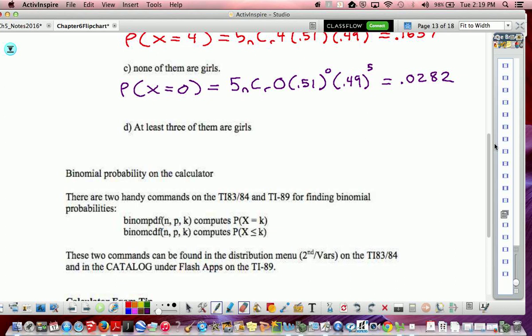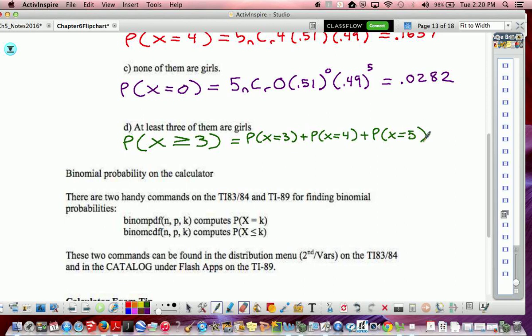Anyway, notice how I've taken a little bit. I didn't ask you to do D yet, because what makes D totally different than ABC? At least. Oh, at least. So now all of a sudden I'm looking at what's the probability that X is at least, so greater than or equal to 3. So one way I could do this problem is I could think of, well, at least 3 means X equals 3 plus X equals 4 plus X equals 5.